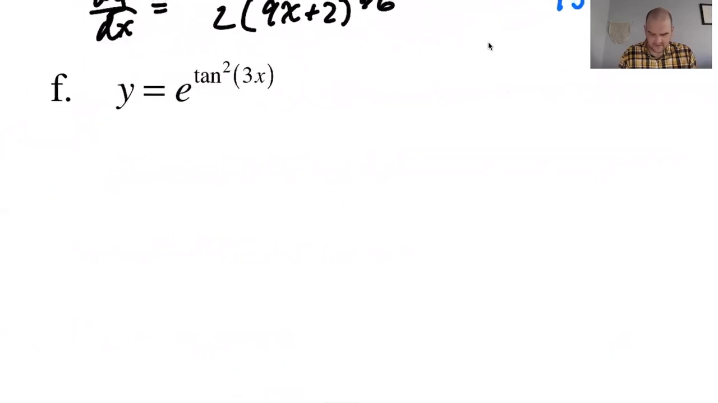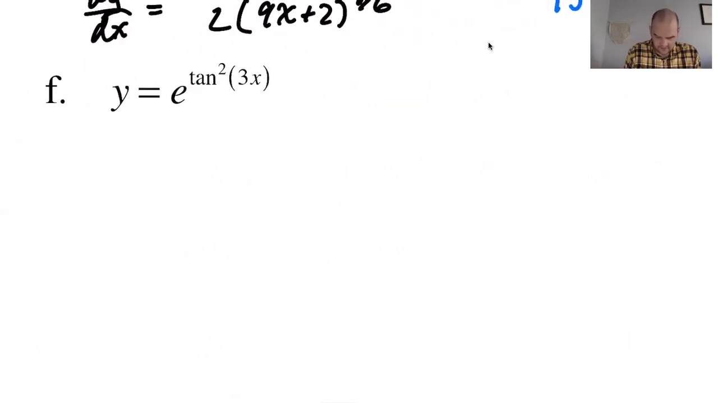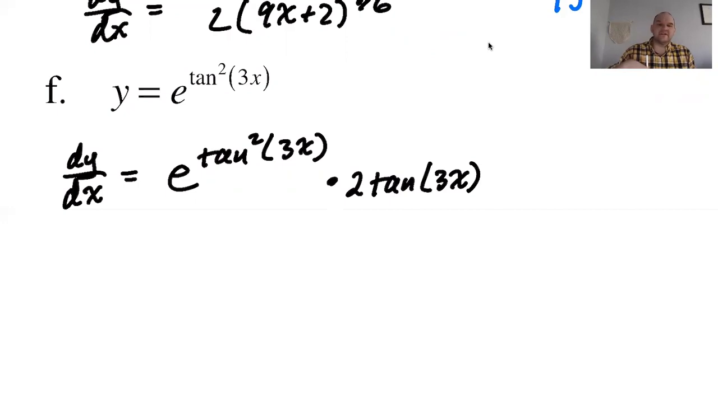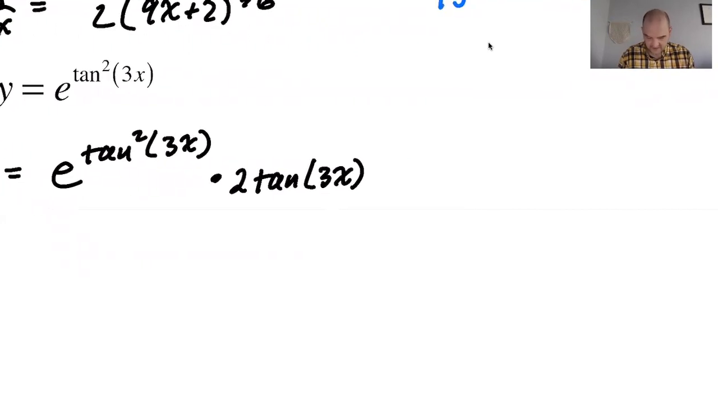All right, e to the something. So let's think this through. The derivative of e to the something, or e to the blah, or whatever you want to call it, is going to be e to the blah times the derivative of blah, right? So what is blah? Blah is something squared. It's tangent squared, but it's something squared. The derivative of something squared is 2 times that thing times the derivative of that thing. That thing is tangent of something. The derivative of tangent of something is secant squared of that thing times the derivative of that thing. That thing is 3x. Its derivative is 3.